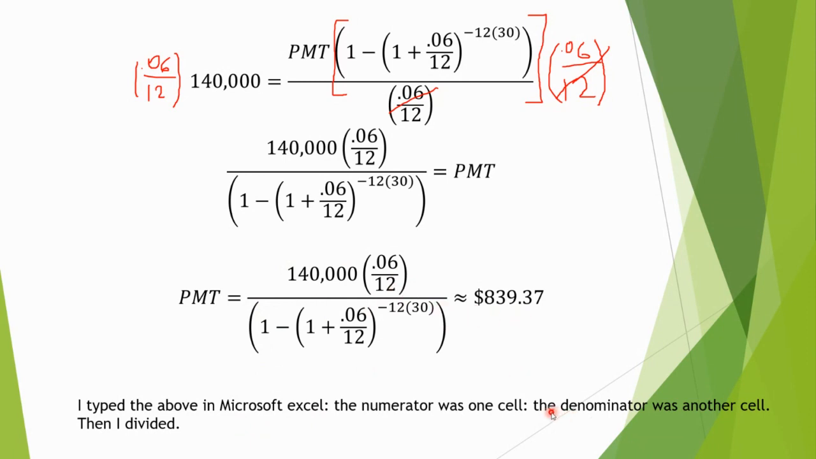Now I end up getting about $839.37. That's per month though, okay? That's per month. All right, so we get that. That's good. Let's now do the same thing, but let's do this now with that TVM solver.